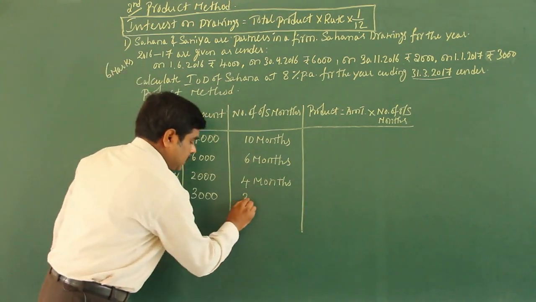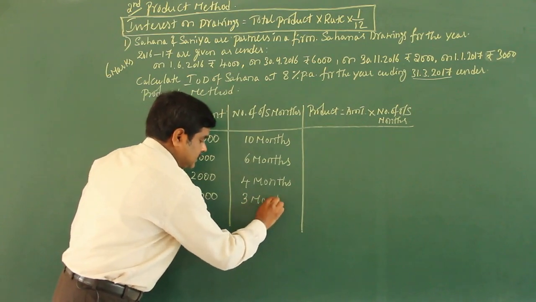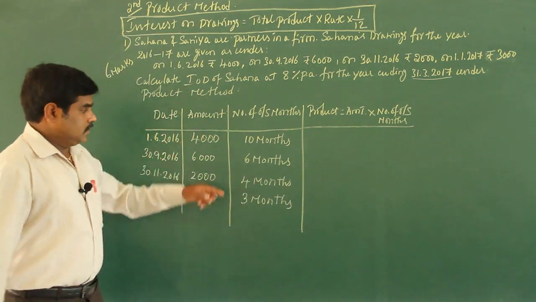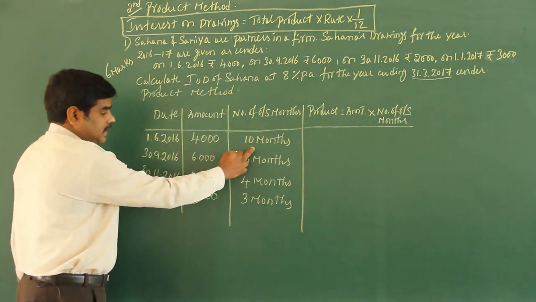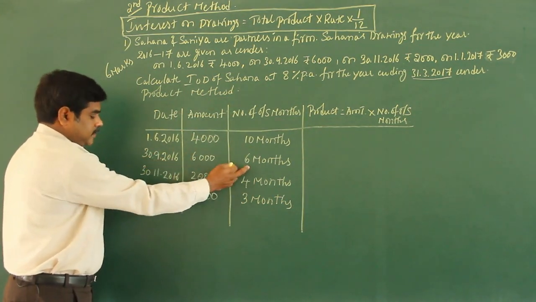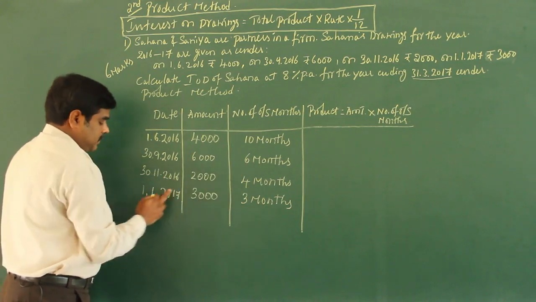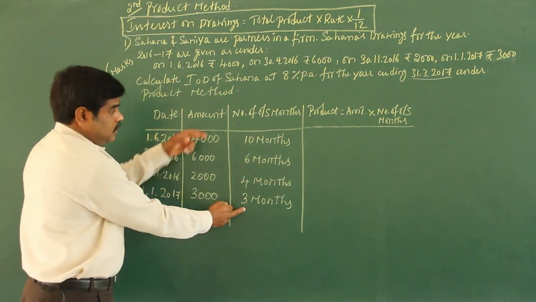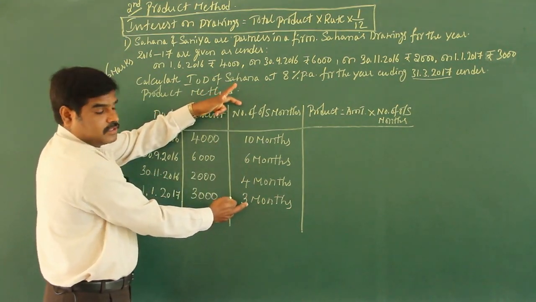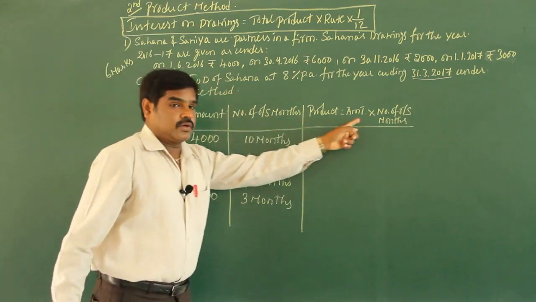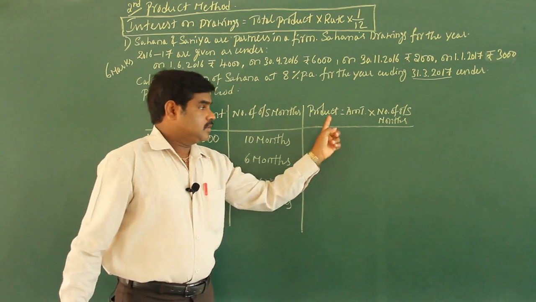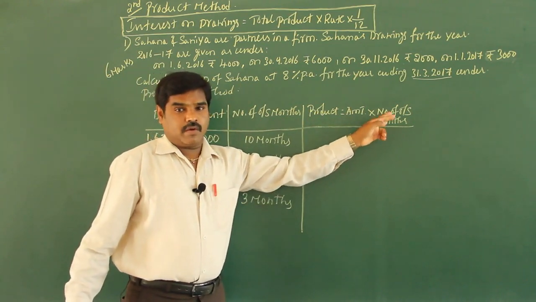So you're going to get 3 months. So the number of outstanding months for the first one, 1/6, is 10 months; 30th 9 is 6 months; 30th 11 is 4 months; and 1/1 is 3 months. So first you have to calculate the number of outstanding months. After calculating the outstanding months, next you have to calculate the product.